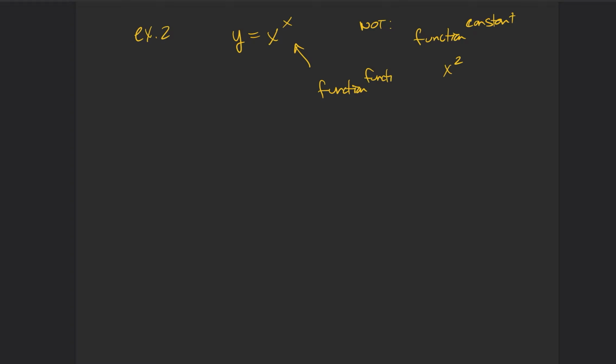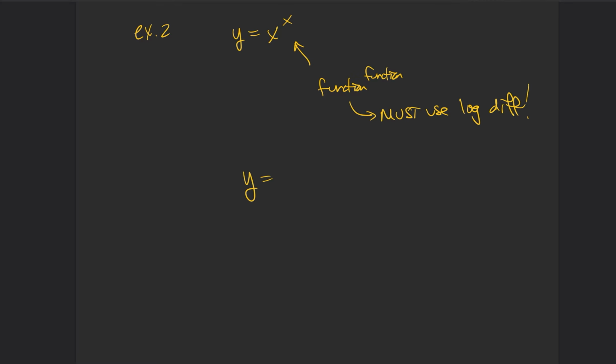So if this is example 2, what if I had y is equal to x to the x? So this is a function raised to a function. Notice this is not a function to a constant. It's not something like x squared. It is a function to a function. So this is a function raised to a functional power. And so that means you must use logarithmic differentiation. You must. Okay? And let me show you why.